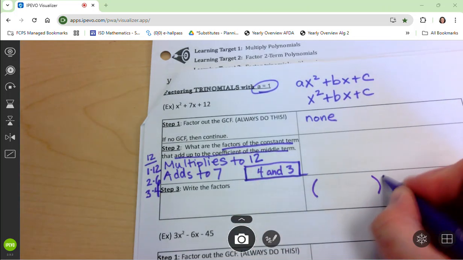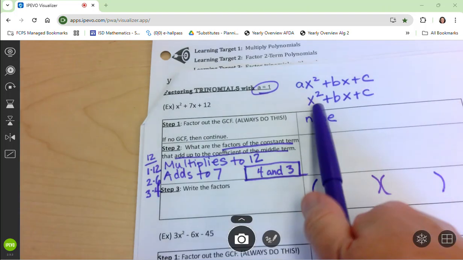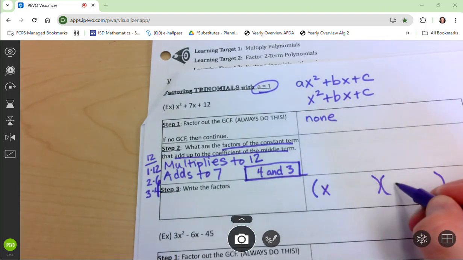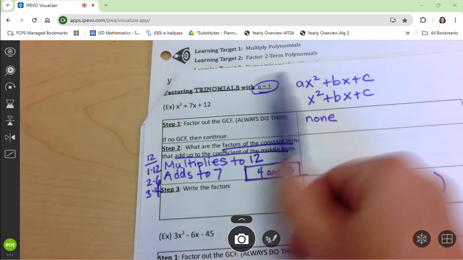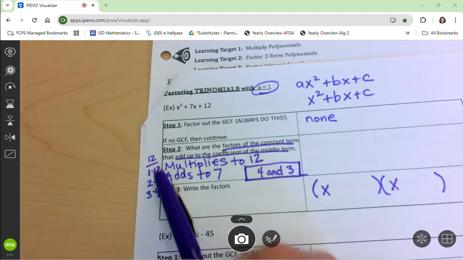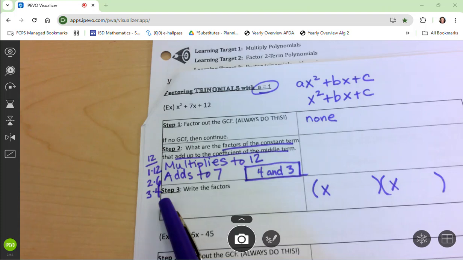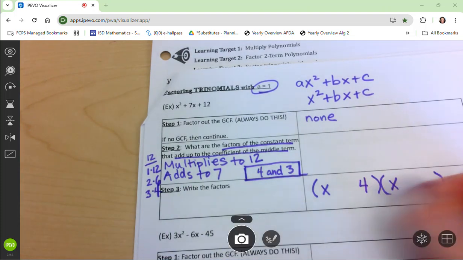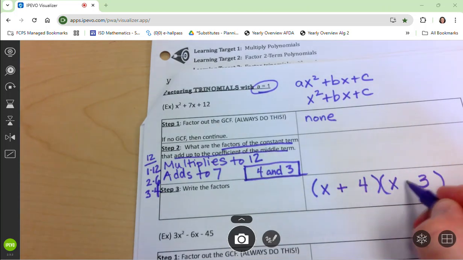Now, to get x squared, it's just going to be x times what? X squared is x times x, thank you. And then to get to 12, we know it could have been any of these things, but we needed the pair of numbers that adds to 7. So that's going to be the 4 and the 3. Since the 4 and the 3 are both positive, we're going to put a plus.